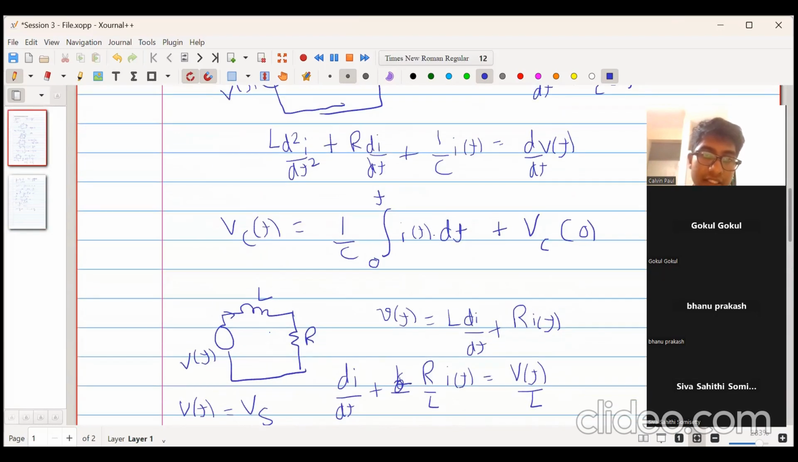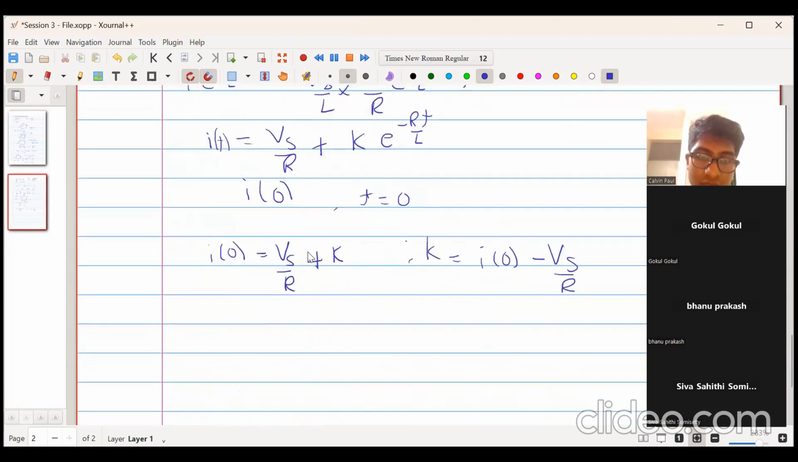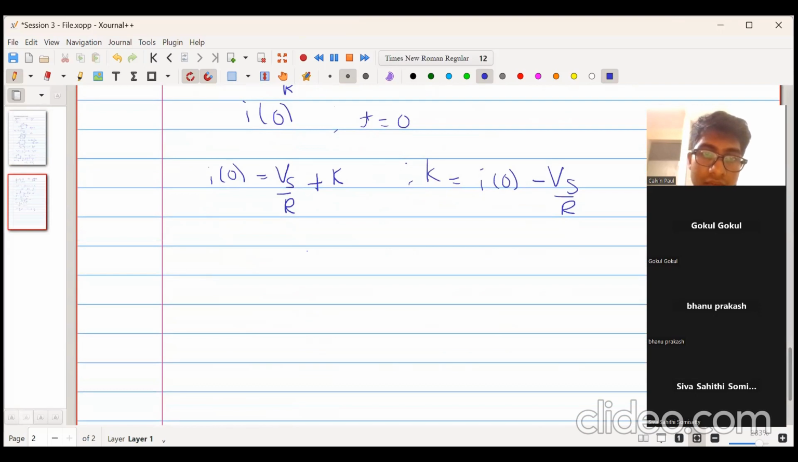Now if we consider this circuit, the final value of the current which will flow through the circuit at steady state will be equal to Vs upon R, because the inductor acts as a short circuit. So in steady state, the current through the inductor will be Vs upon R. That is the final value of current. That's why we write Vs upon R is equal to I of infinity.